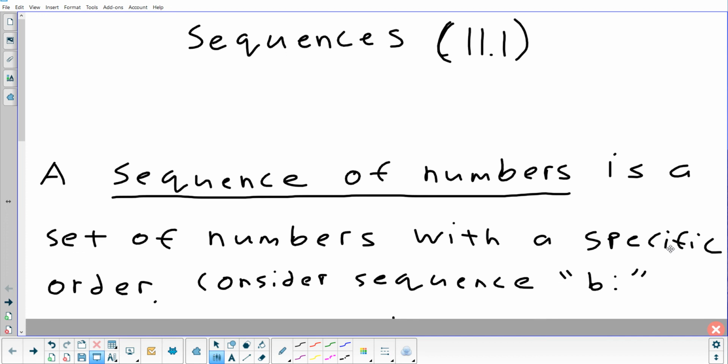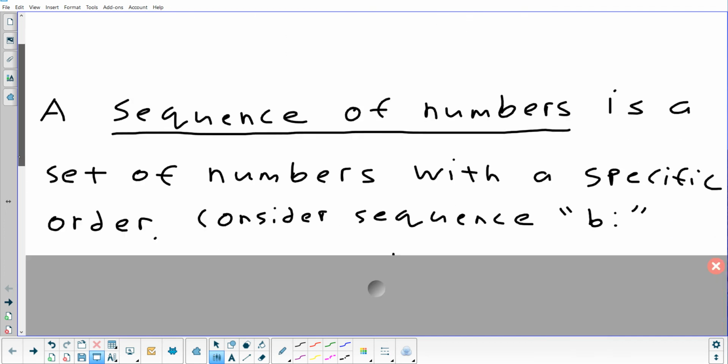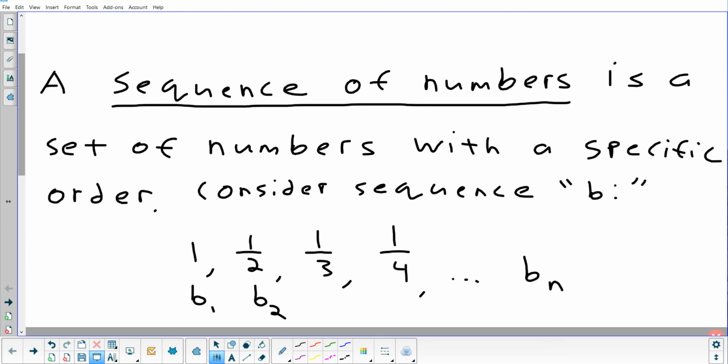So a sequence of numbers is just a set of numbers that has a specific order. This particular sequence I just wrote down is sequence B. When we want to refer to the terms in the sequence, we usually use a lowercase letter and a subscript. So B sub 1 is the first term in sequence B. B sub 7 would be the 7th term in sequence B. B sub n, in general, just stands for the nth term.